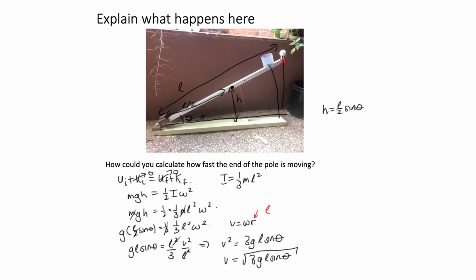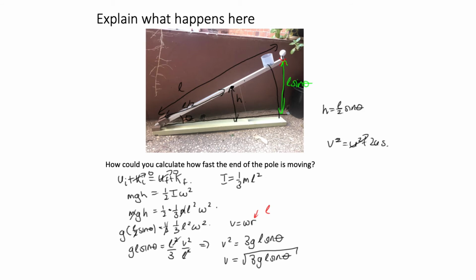Now, for comparison, if we want to work out how fast this ball is going, the ball is not connected to the rod. So we can use v squared equals u squared plus 2as. Now it starts from rest, and s is this height here. Let's draw it in green. This is length L, so this height is given by L sine theta.